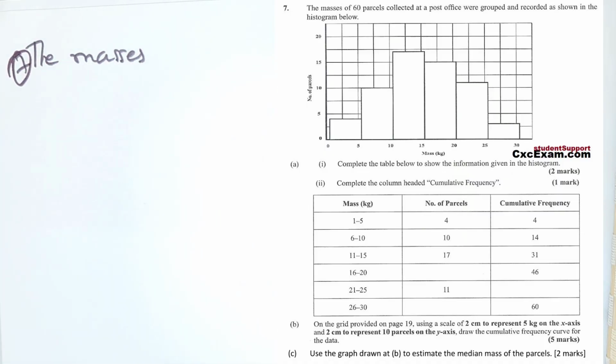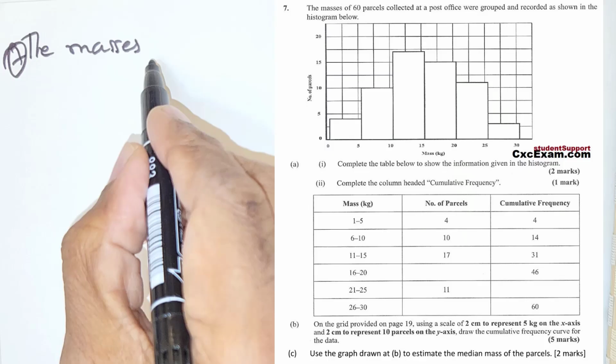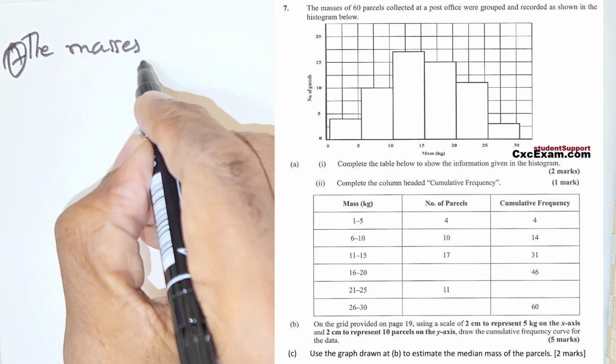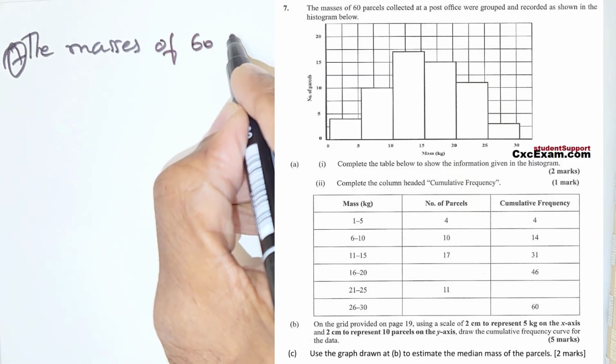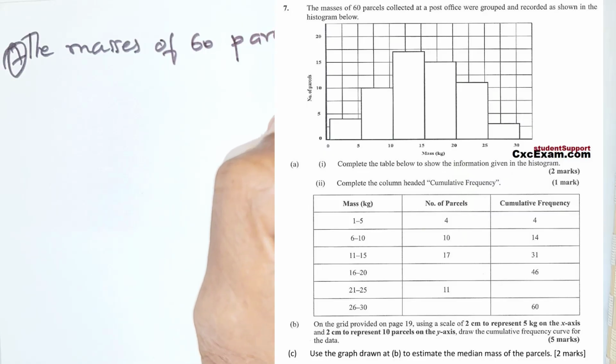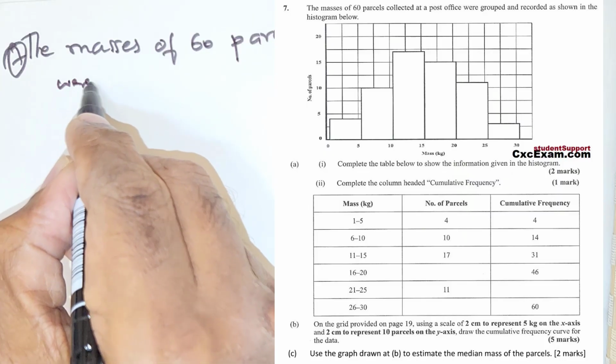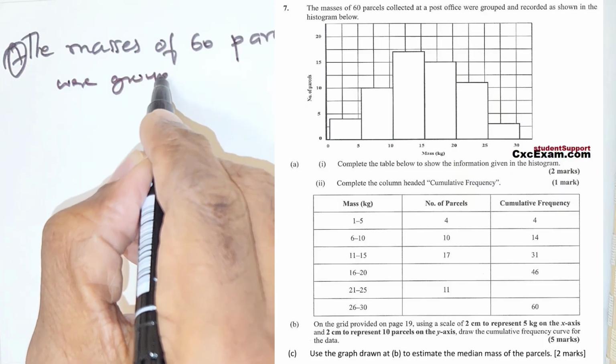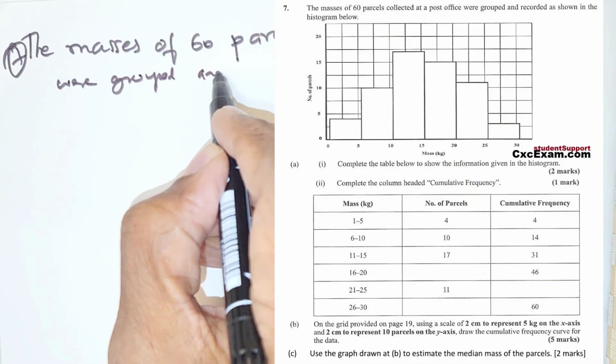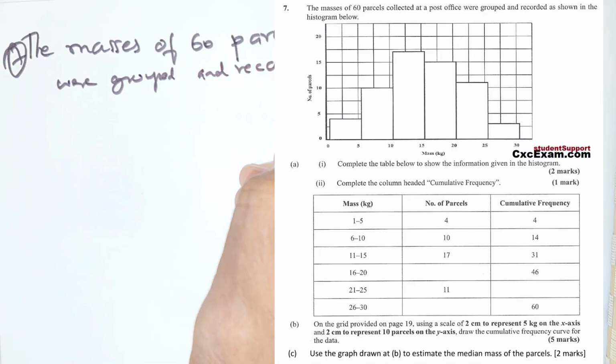And we will be working this question out. So let me write the question. The masses of 60 parcels at a post office were grouped and recorded. So you have the figure there. I will place the figure on the screen now. You can see that histogram.